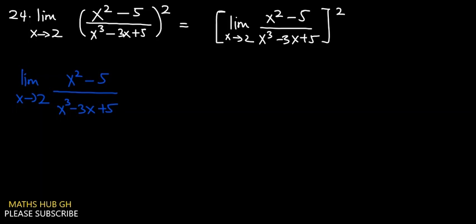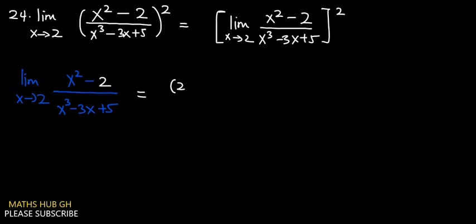Let's try the direct substitution and see what you are going to get. Okay, I think I made a mistake with the question. This value here is supposed to be 2 and not 5. So let's do that correction. So this is supposed to be 2 and not 5. Okay, 2. Now let's do the direct substitution and see.